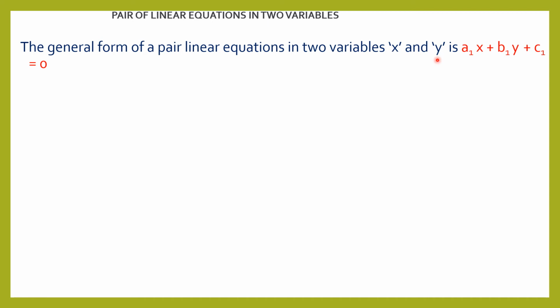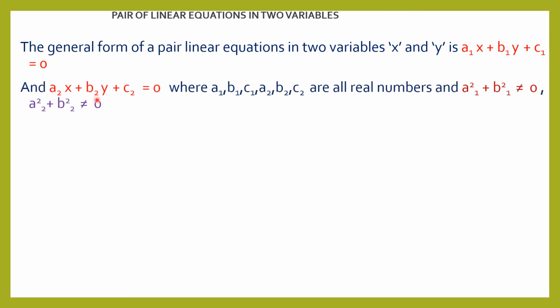Now we want the general form of a pair of linear equations. Pair means two. These two are written as a1x plus b1y plus c1 equal to 0. So this is the first equation. What is the second equation? a2x plus b2y plus c2 equal to 0. Are you clear?